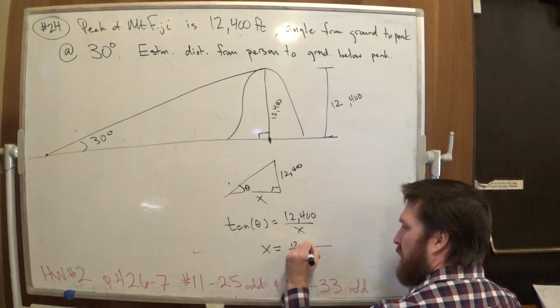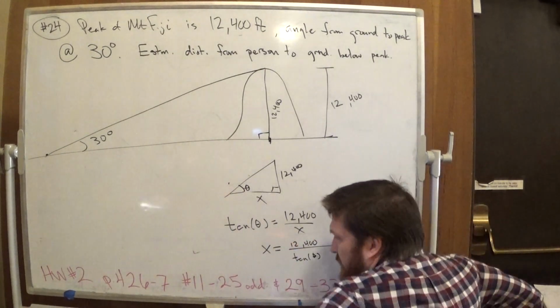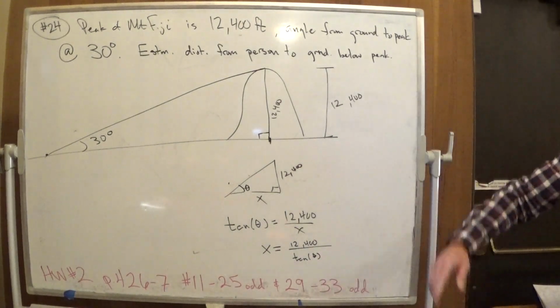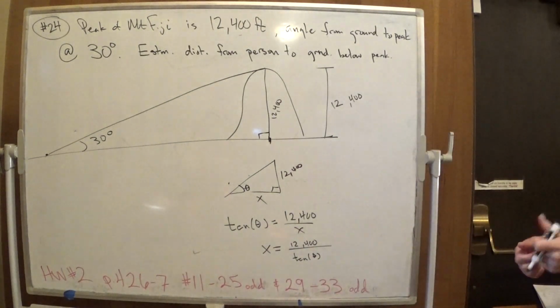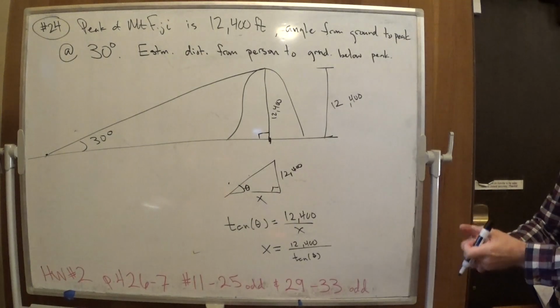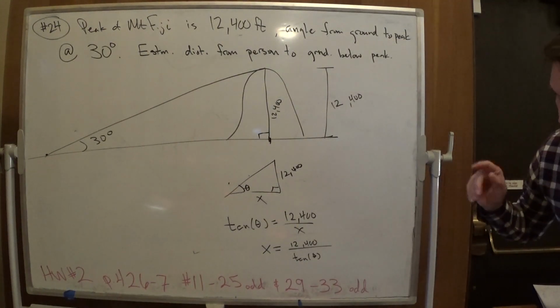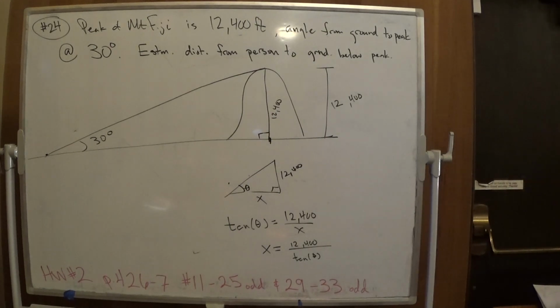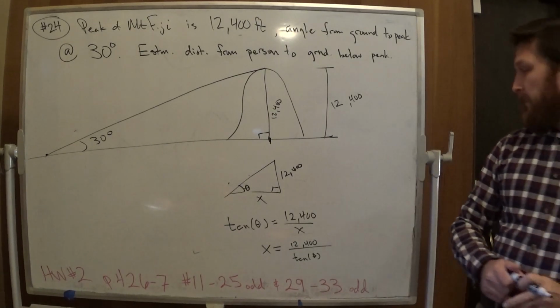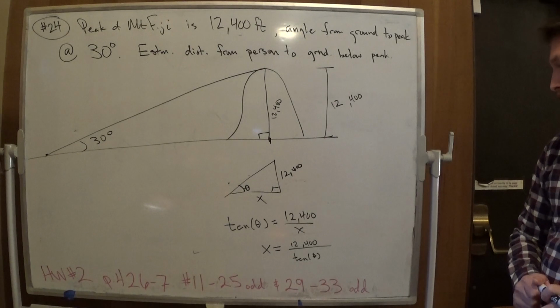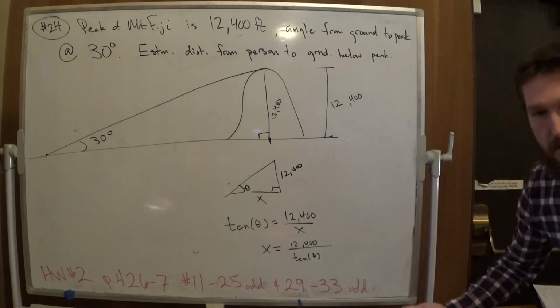I have my 12,400 over tan theta. And then, if I were so inclined, if it were 15 degrees, I could take my calculator, plug in 12,400, divide by tan, make sure I'm in degree mode, and then plug in 15, hit enter, and you'd have your answer. Cool? Let's just check. Let's see what happens.